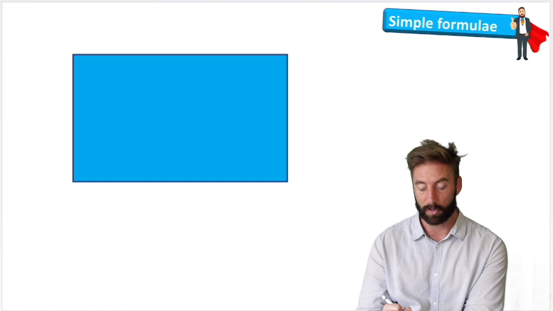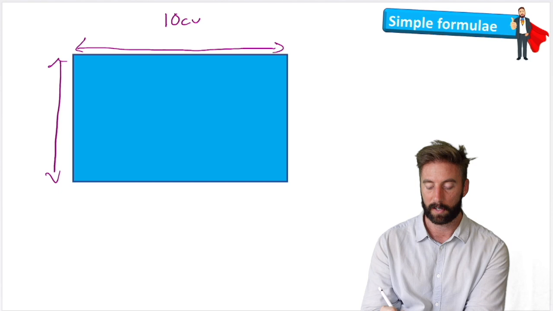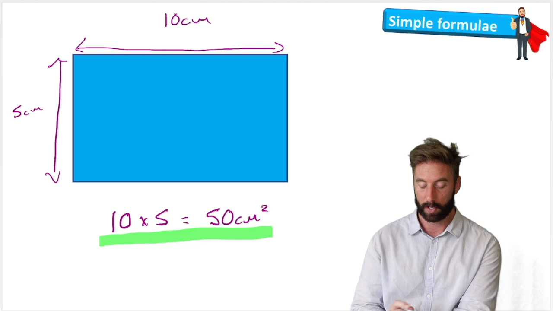So we know that we would have to find the measurement of the length and the width. So for this rectangle, let's say the length is 10 centimeters and the width is 5 centimeters. And therefore, to solve the area, I would have to times 10 times 5, which equals 50 centimeters squared. So what we've just created here is a numerical equation. We have numbers, we have an equal sign, we have an answer.